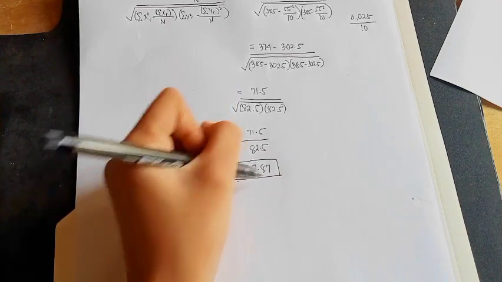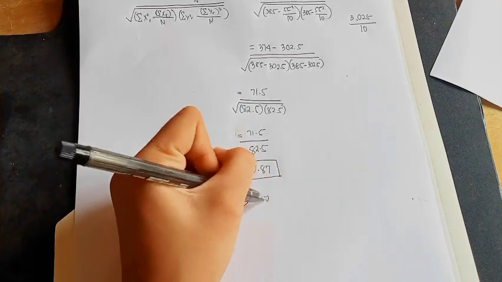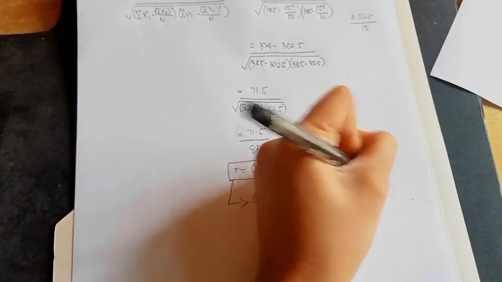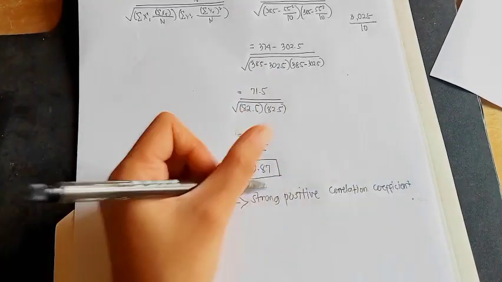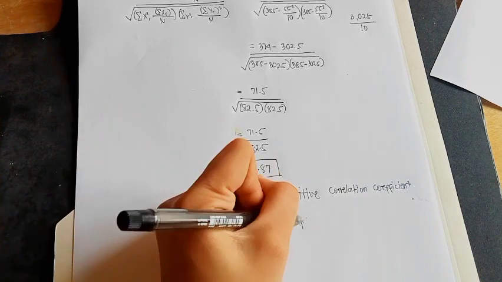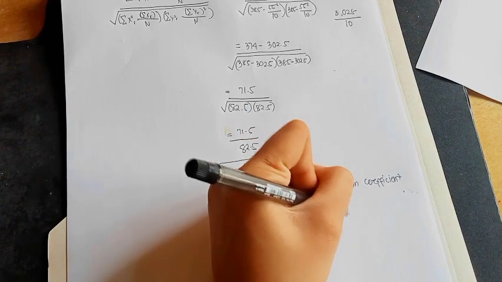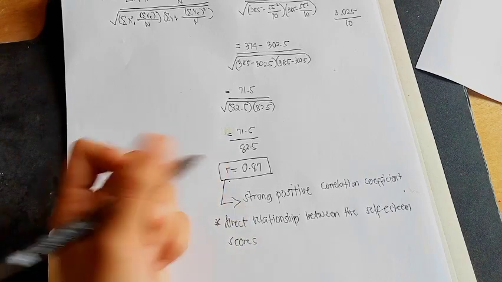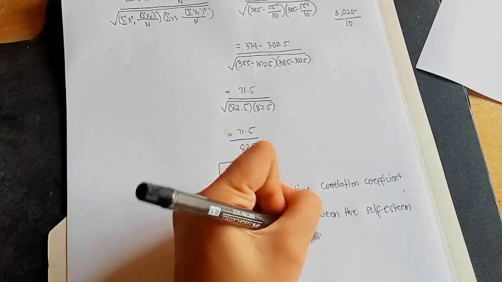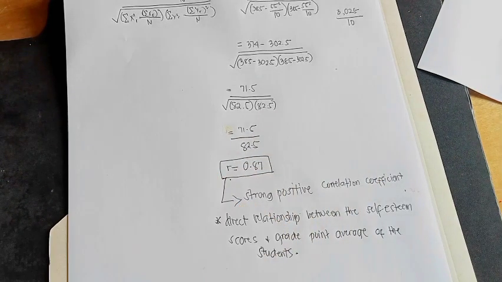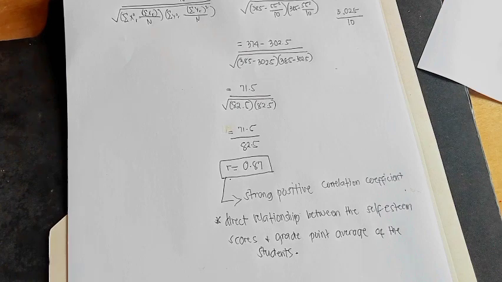So this is a strong positive correlation coefficient, and suggests that there is a direct relationship between the self-esteem scores and grade point average of the students. This means that as the student self-esteem scores increase, their GPA also increases.